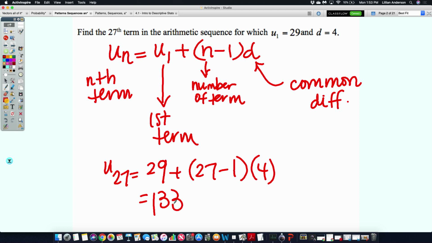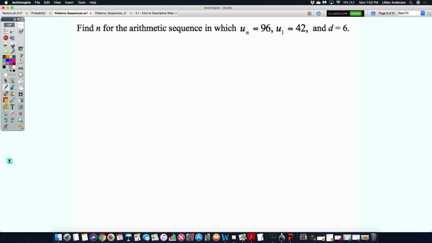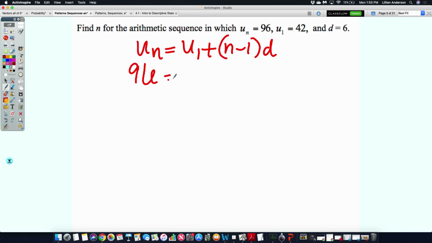But remember, this formula can be used to find any one of these 4 pieces of information, such as this next one. Go ahead and find n in this problem. What is the value of n? 10. It is 10. So you use the same formula. Take a look. You plug in 96 for u sub n, 42 for u1. You are looking for n, and d is 6.